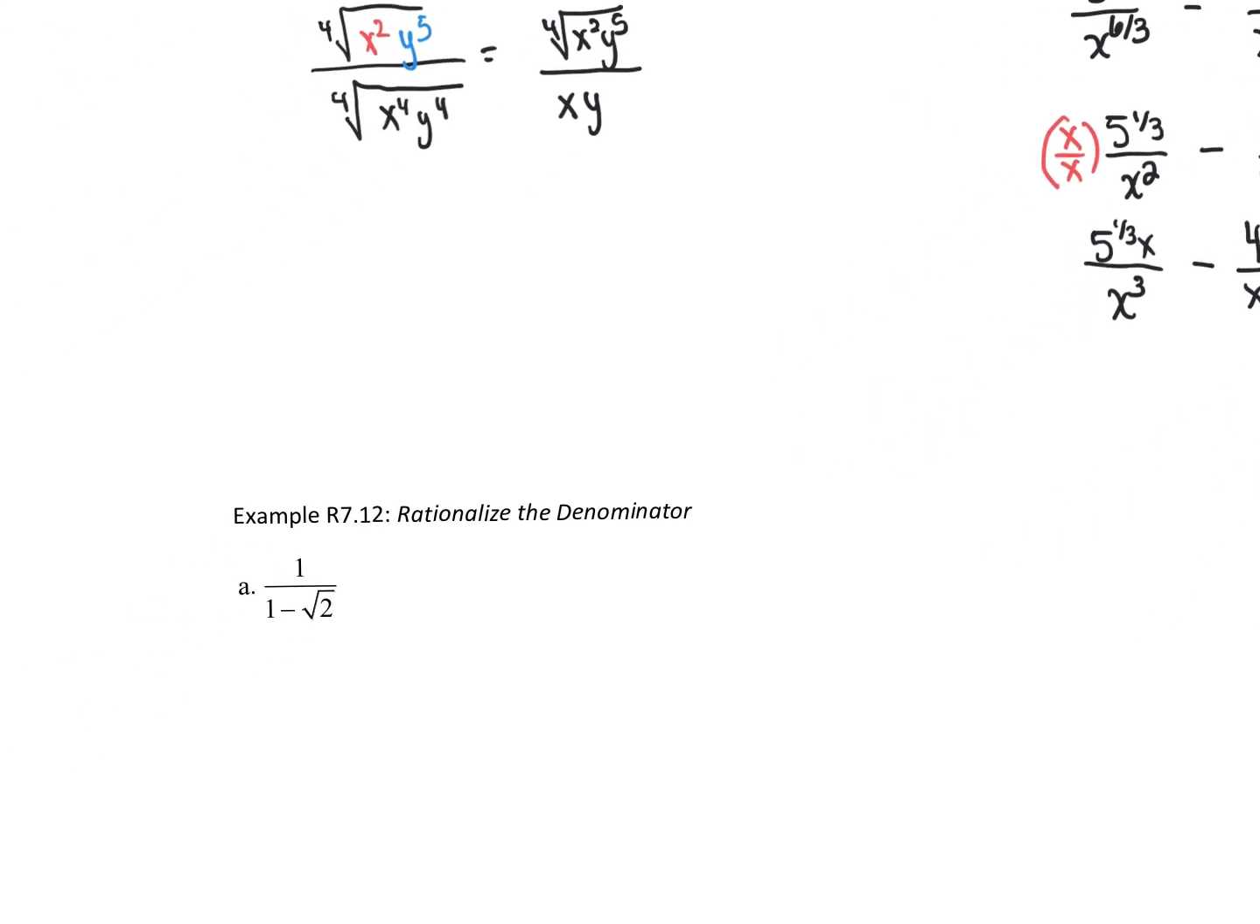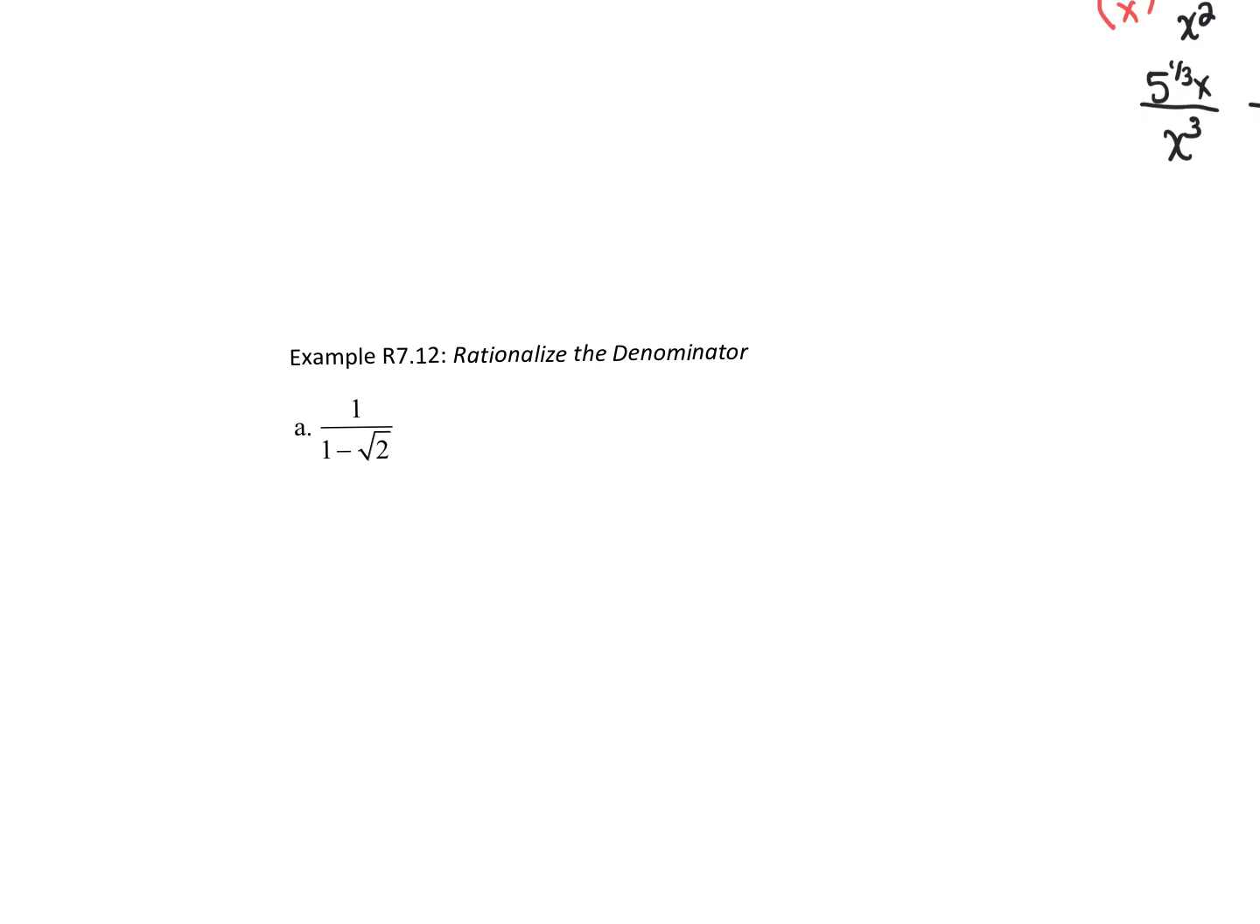Last one. So this is called rationalizing the denominator. I can't just multiply by root 2 over root 2. I have to multiply by what's called the conjugate, and that means you change the sign in the middle. So you do 1 plus root 2 over 1 plus root 2, and we're going to have to FOIL. So on top, 1 times anything is the other thing. So I get 1 plus root 2.